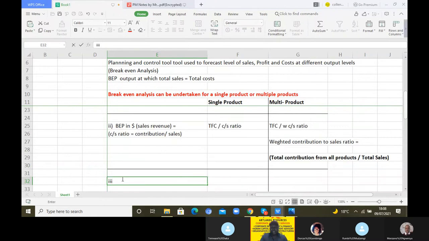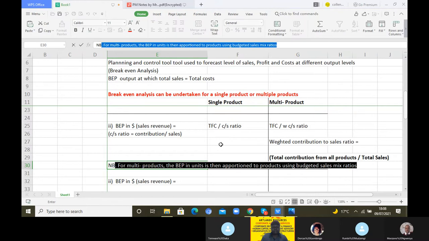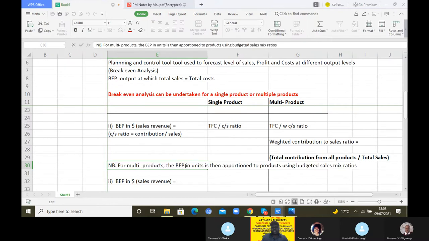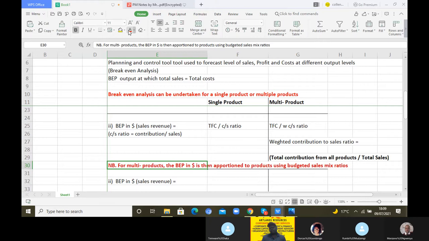You can see we are again on this one. For a single product, the break-even sales revenue is attributable to that product. But when it comes to multi-products, you then have to apportion it to products using budgeted sales mix ratios. So for multiple products, break-even point in dollars is apportioned to the products using budgeted sales mix ratios. This one is still very important for you to memorize.